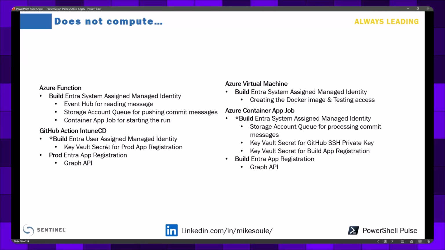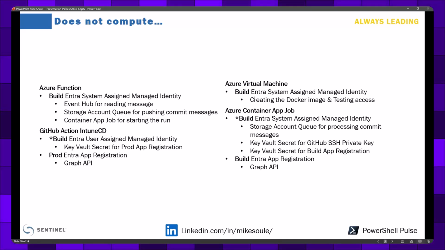The GitHub action is using InTune CD. That has two different authentication criteria. So you're authenticating against your build Entra user assigned managed identity. So that's the key vault secret. This is the one where I was saying separate that into your production key vault storage, not your build key vault storage. And then the app registration is a graph API to the prod environment. And that's what the GitHub action is logging into the prod environment so that it can actually make those graph API calls for InTune CD.